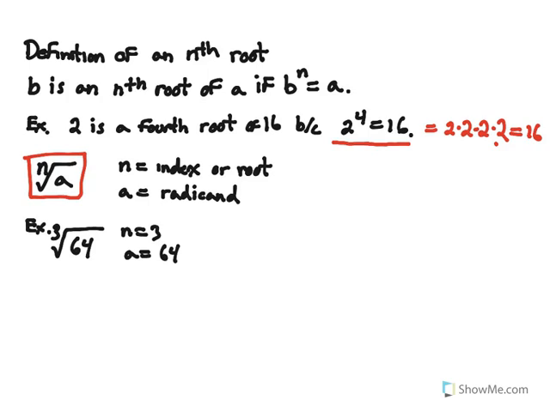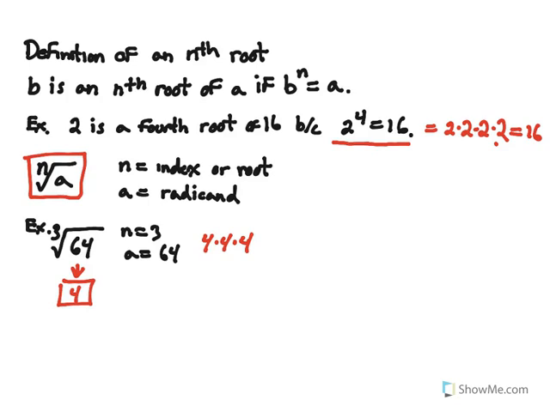Well, keep in mind that you're going to have 4 times 4 times 4. 4 times 4 is 16, times 4 is 64. So the cube root of this number is going to be 4, as long as it's multiplied by itself 3 times. The root is going to tell you how many times this base is going to be multiplied, this number, this radicand. This radicand in this case is going to be 64.